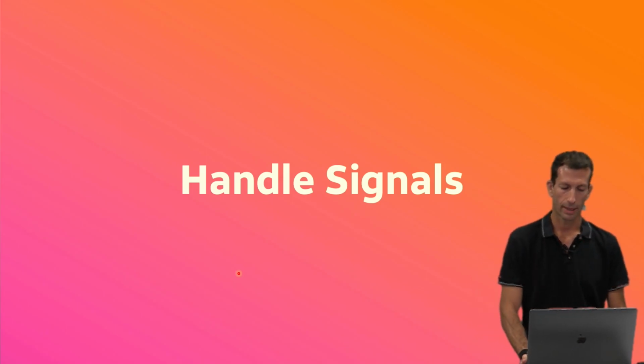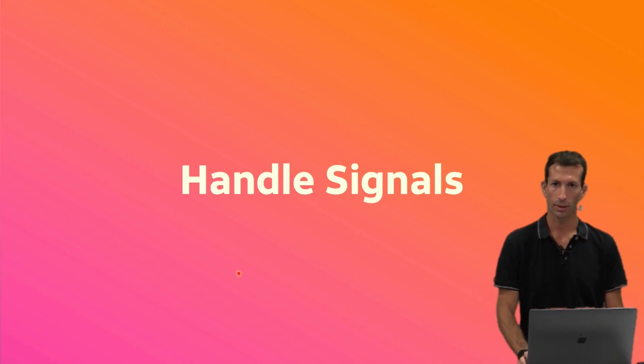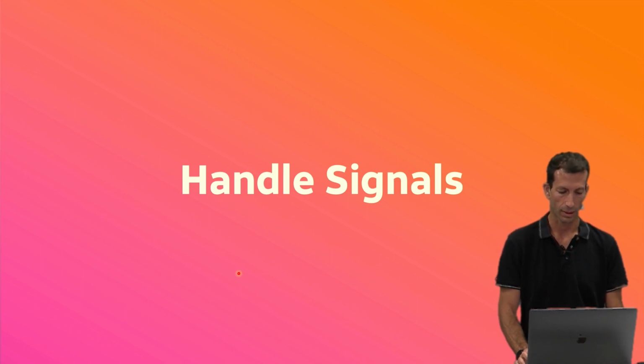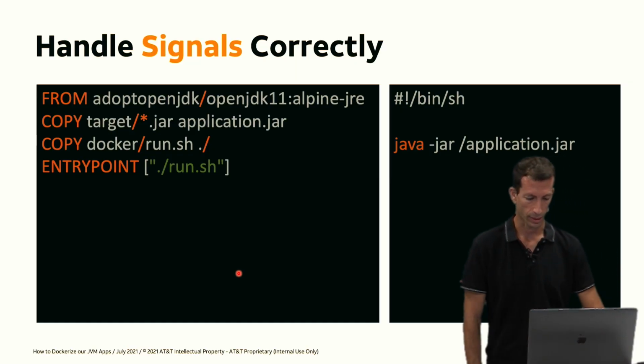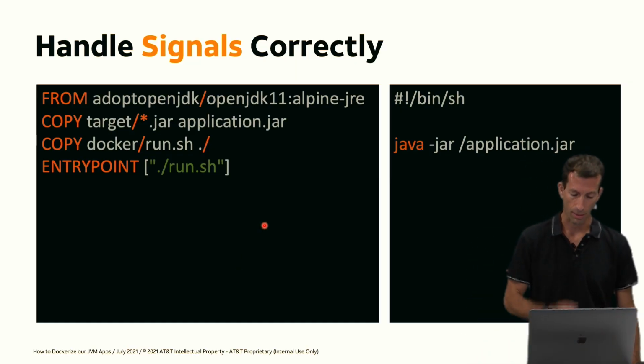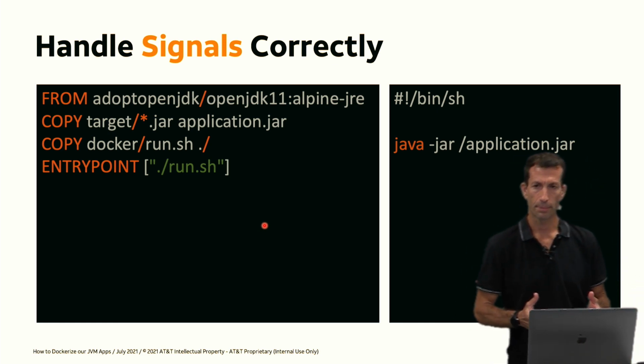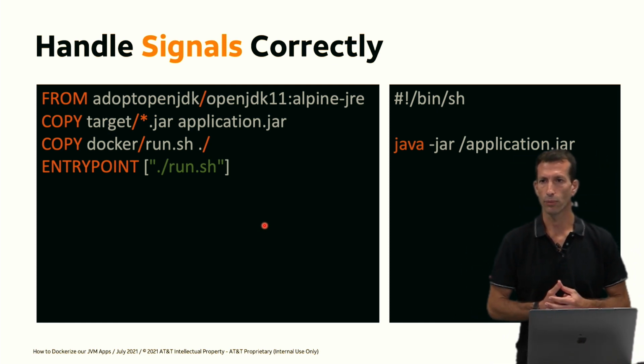Okay, next one up: handling signals. This is another very common pitfall. I see this done wrong a lot, and I think it has very grave implications. And I think you'll agree with me once I explain exactly what's happening here. So basically, any process that we run needs to be able to handle signals.